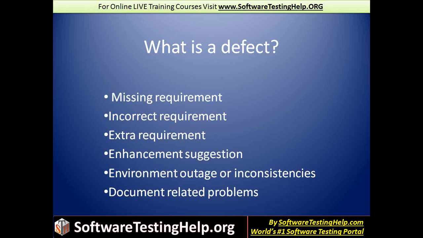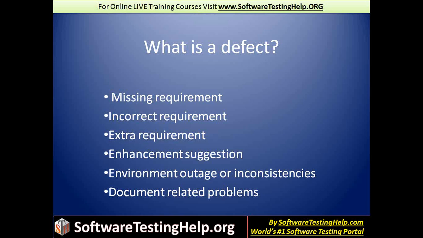Any kind of enhancement suggestions that a tester has to make, this is the right medium to go ahead and raise a red flag and say, hey, this is what I think will make the system better. You may or may not want to take an action on that. Then environment outages or any problems with the environment, followed by documentation related errors. Now a lot of times, the missing, incorrect, extra requirement are things that do not require a lot of explanation, that are pretty clear from the beginning. But it's usually the things like, how come an environment outage becomes a defect? How come a documentation related problem becomes a defect?